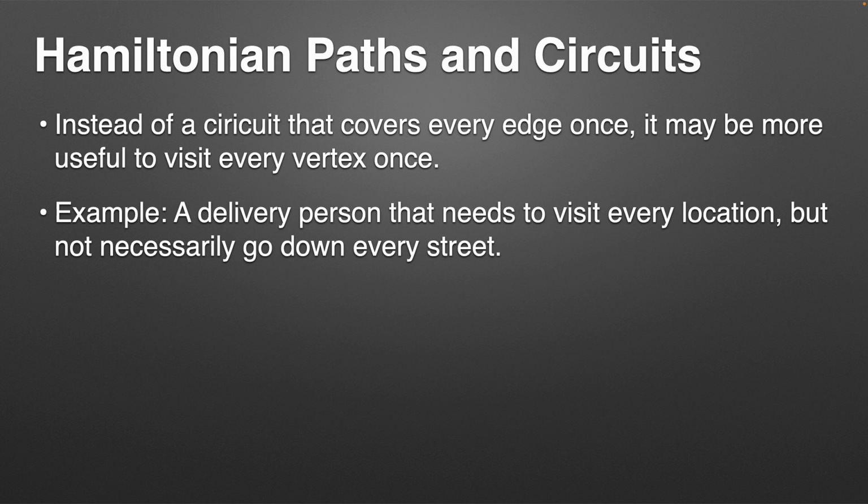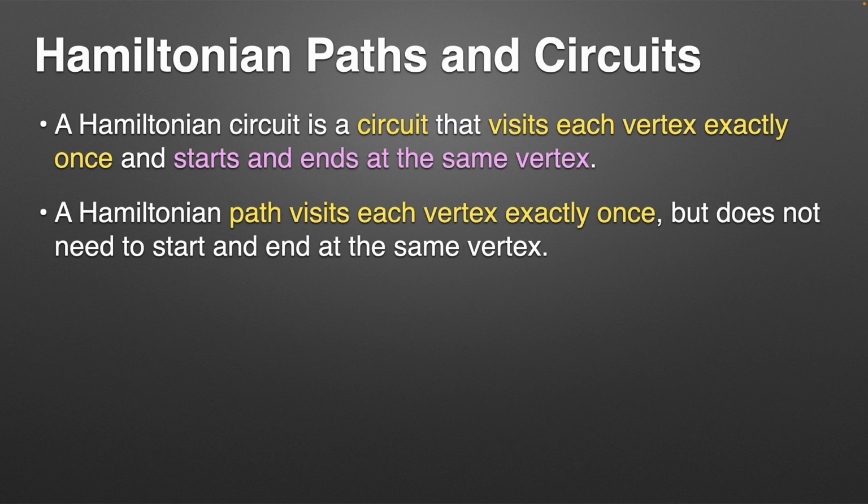So let me introduce Hamiltonian paths and circuits. It's a similar idea, but instead of the edges, we're concerned about the vertices, right? You can imagine if you needed to deliver something to a bunch of businesses. You need to visit every location, but you don't necessarily need to go down every street or through every intersection. You don't care about that so much. So we have two ideas. We have the path, where you visit each vertex exactly once, but it doesn't matter where you start or end. And then the circuit, where we visit each vertex once, and we start and end at the same vertex. Okay.